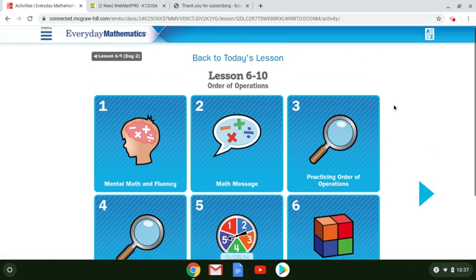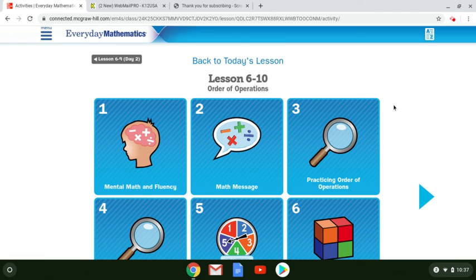Make sure your notebook is next to you. You can work the problems out. If you're working directly on the computer, you can type your answers in.